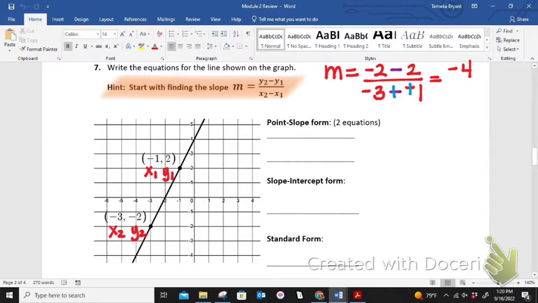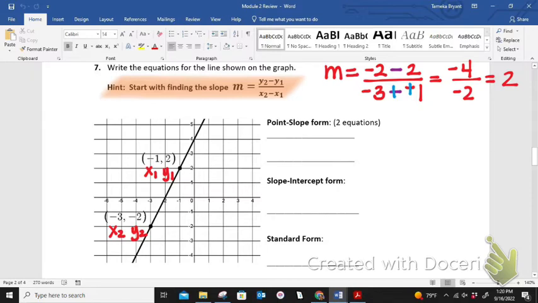Okay, so negative 3 plus 1 would give you what? What's negative 3 plus 1? Negative 2? Is that what you got, Darius? If you're not sure, go ahead, type it in your calculator. Take negative 3 plus 1. You should get negative 2. And negative 4 divided by negative 2 is what? 2. So the slope is 2.